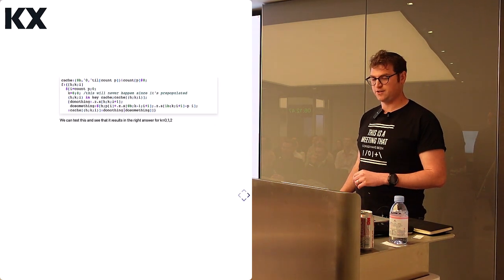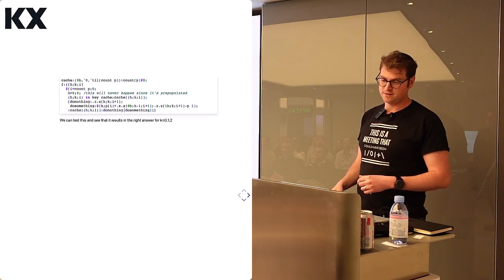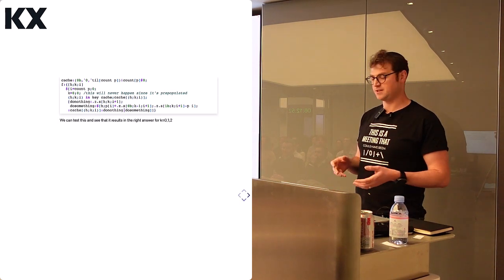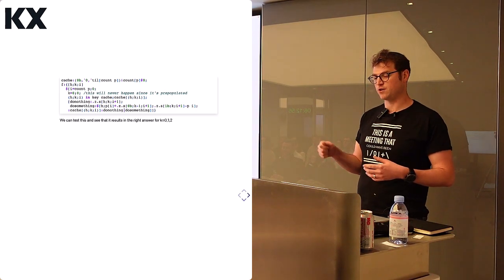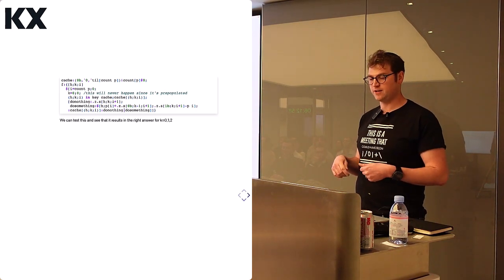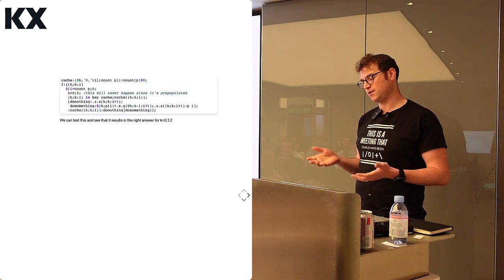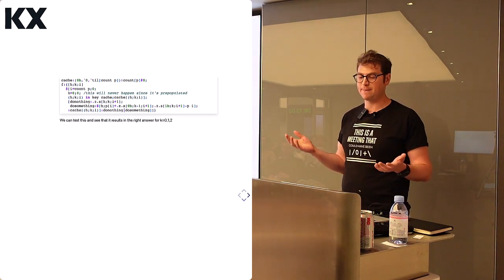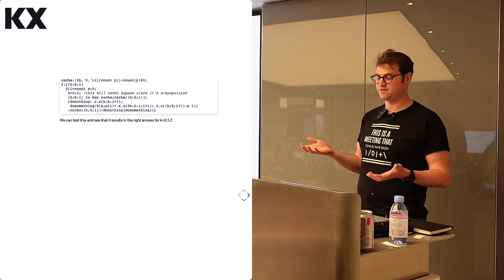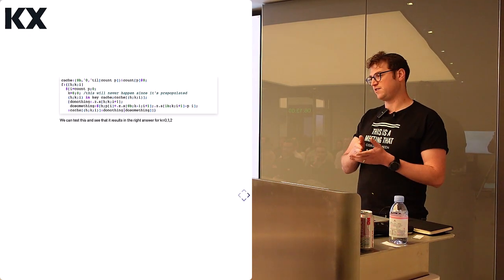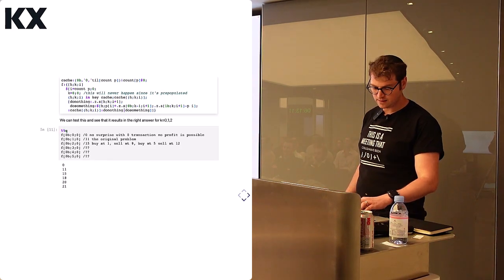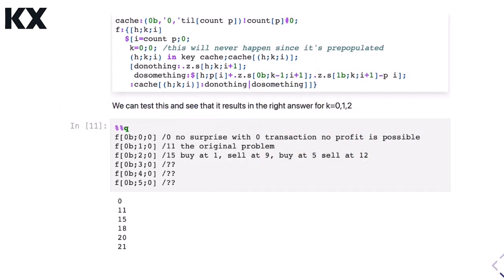So here's the Q version of that exact statement. We're going to have a cache, which is going to be memoizing all of our results. So 0b is the variable for holding. Are we holding the security? And K equal to 0: we're pre-populating that whenever the number of transactions left is 0, we're going to return 0. And then count p is the length of the prices. And we can run this for 0, 1, 2, for all the different values of K, and we'll get different results.